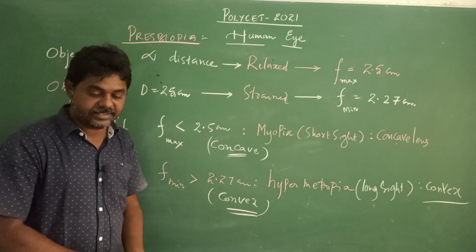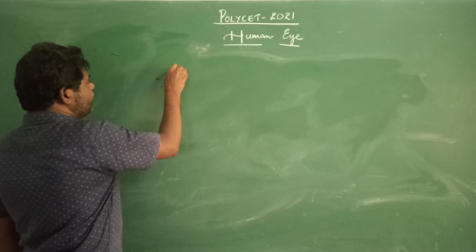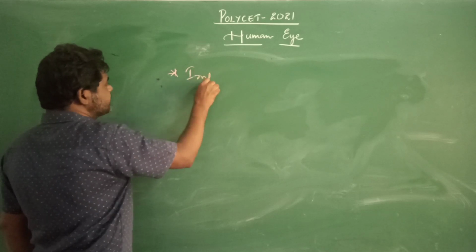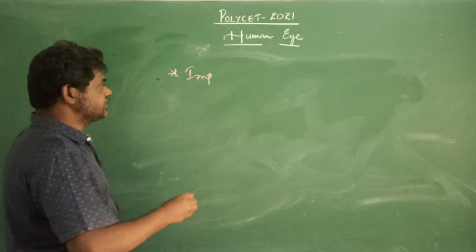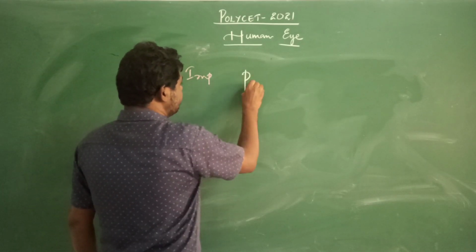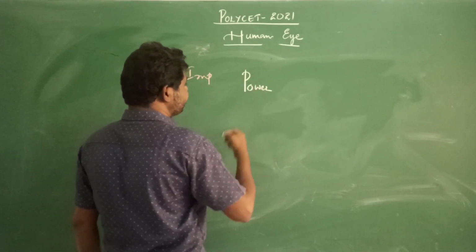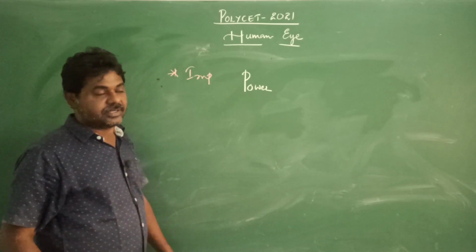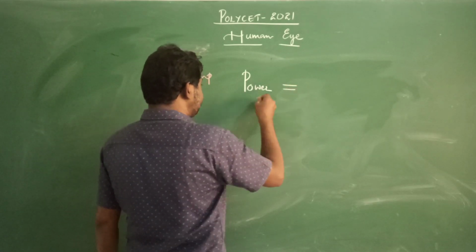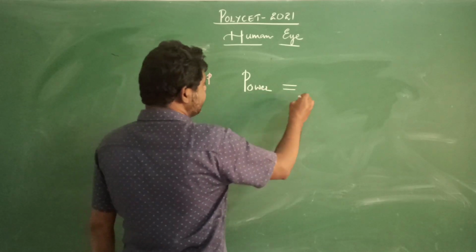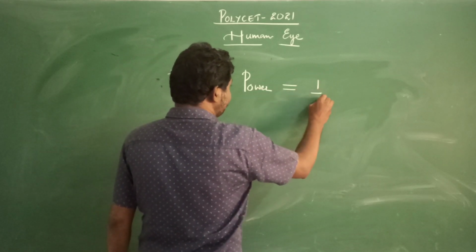Okay, right. So next, one of the most important and expected questions, a compulsory question for the examination, that is power of the lens, optical power actually. So power in optics and in light related terms, power is equal to the reciprocal of focal length.